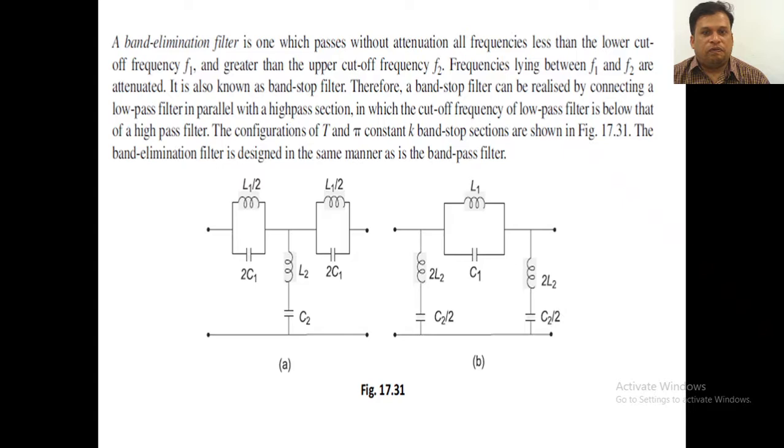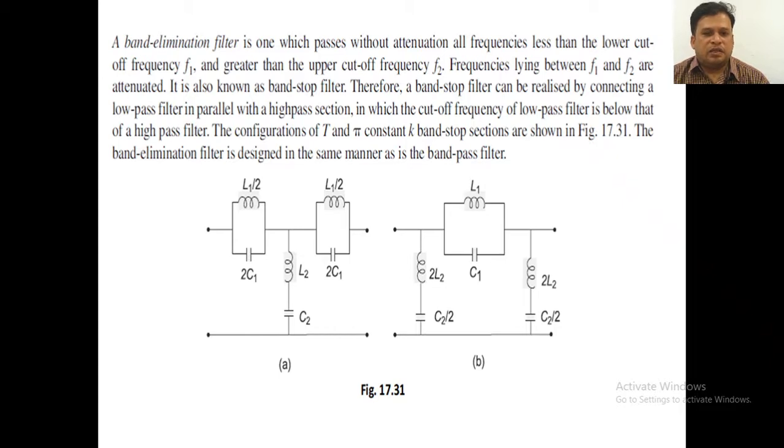Therefore, a band stop filter can be realized by connecting a low pass filter in parallel with a high pass section, in which the cutoff frequency of the low pass filter is below that of the high pass filter. The configurations of T and pi constant K band elimination sections are shown in figure 17.31, where L1 and 2C1 are in parallel, and L1 by 2 and 2C1 are in parallel.